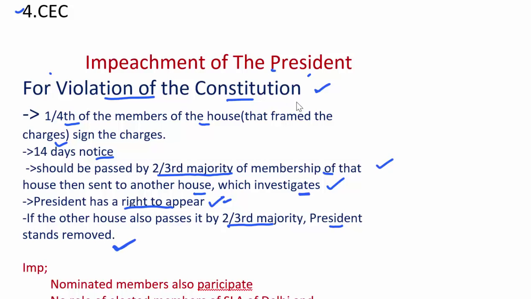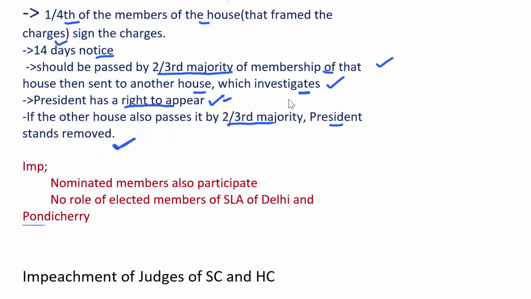So this is the process of impeachment of the president. Regarding this majority, I have already discussed in the earlier video. Thus, this process is a quasi-judicial process. Two important facts here are that nominated members also participate in the impeachment process. We already learned that nominated members do not participate in the election of the president, but they do participate in the removal of the president.